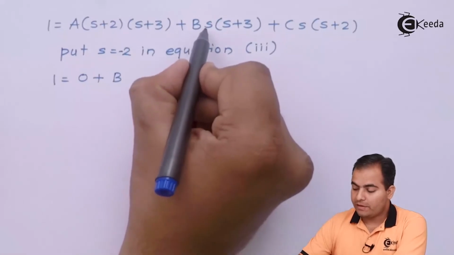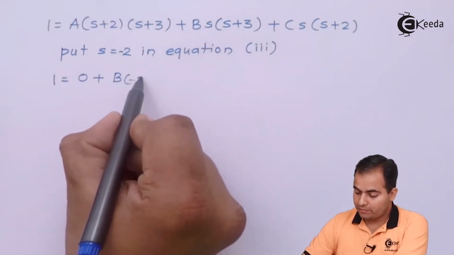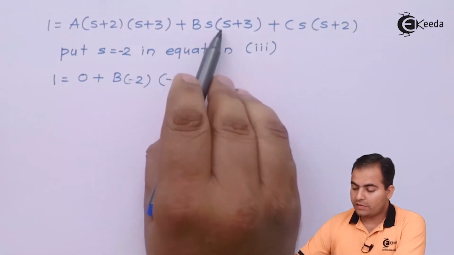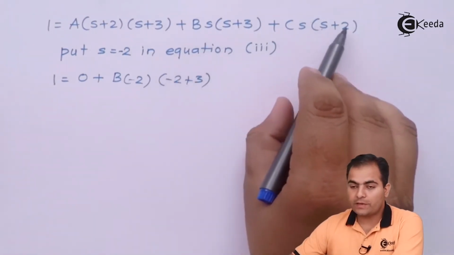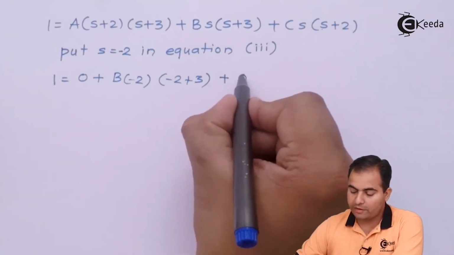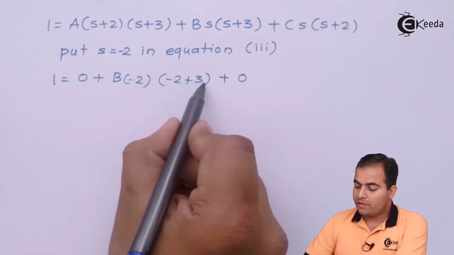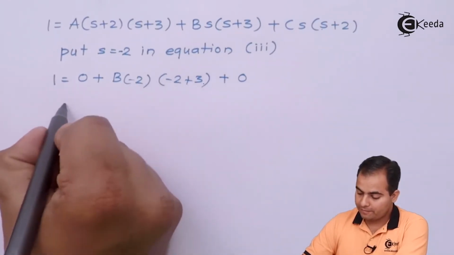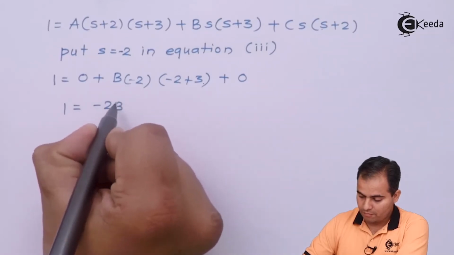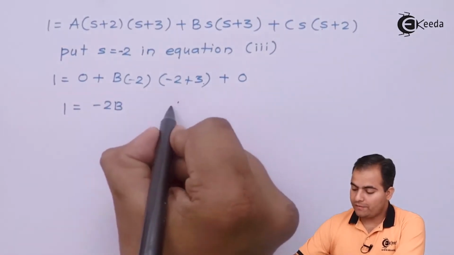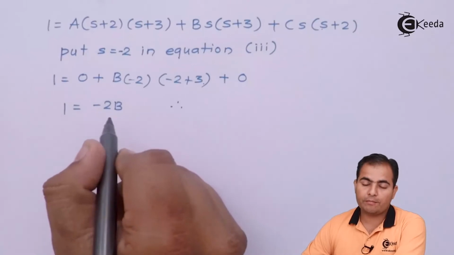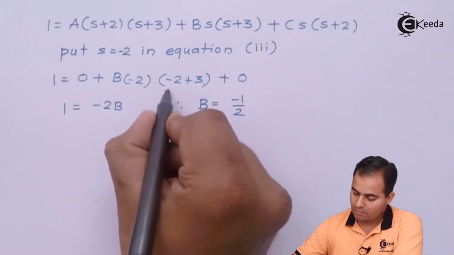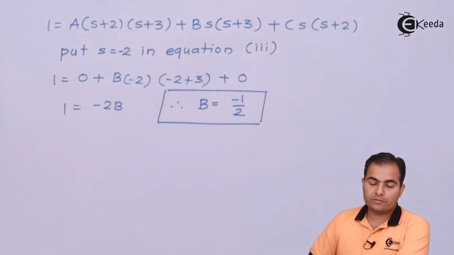Now inside of B, here the s is replaced by minus 2. This is also carries the same value. Now look at here, minus 2 plus 2 becomes 0. So see, this C value also becomes 0. So 3 minus 2 is 1 and 1 into minus 2 is minus 2. So we have minus 2B. So if I shift this minus 2 on left hand side, what you will get? Minus half, or minus 1 by 2. So my B value is minus half.